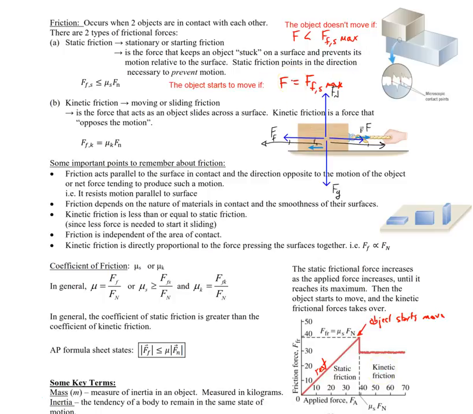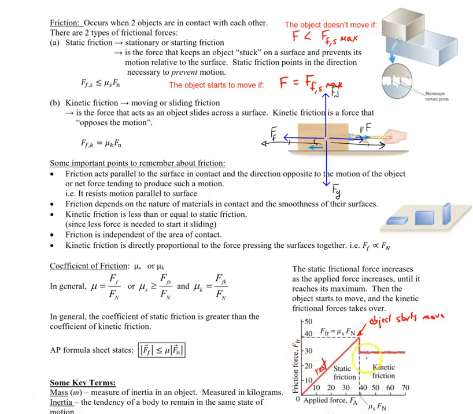Now, after you apply, say, 40 newtons of force, the object is clearly moving at this point. And now another frictional force kicks in. That's called the kinetic frictional force. You'll notice that the kinetic frictional force remains roughly constant, and it's actually less than the peak static frictional force. The peak static frictional force in this experiment was about 39 newtons, whereas the kinetic frictional force looks like about 29 newtons.